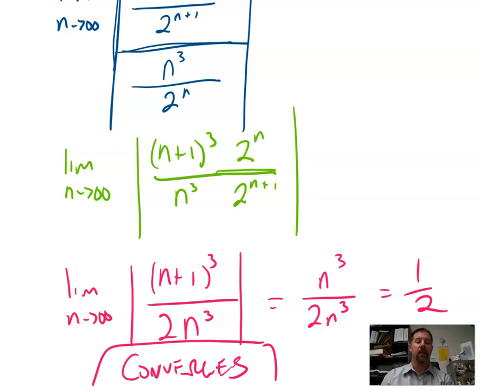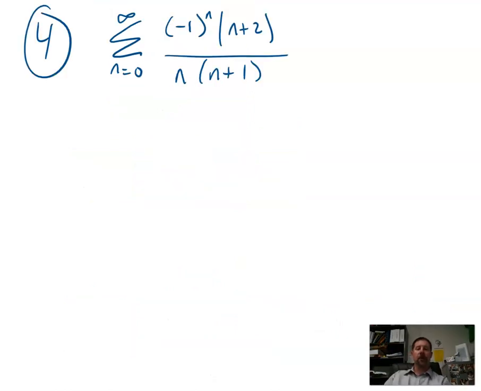All right, here we go. One more. Actually, 2 more. Okay, here we go, number 4: negative 1 to the n times n plus 2 over n times n plus 1. Now, again, hopefully we are at the point where we're recognizing that this is an alternating series, because I've got this negative 1 to the n part right here.